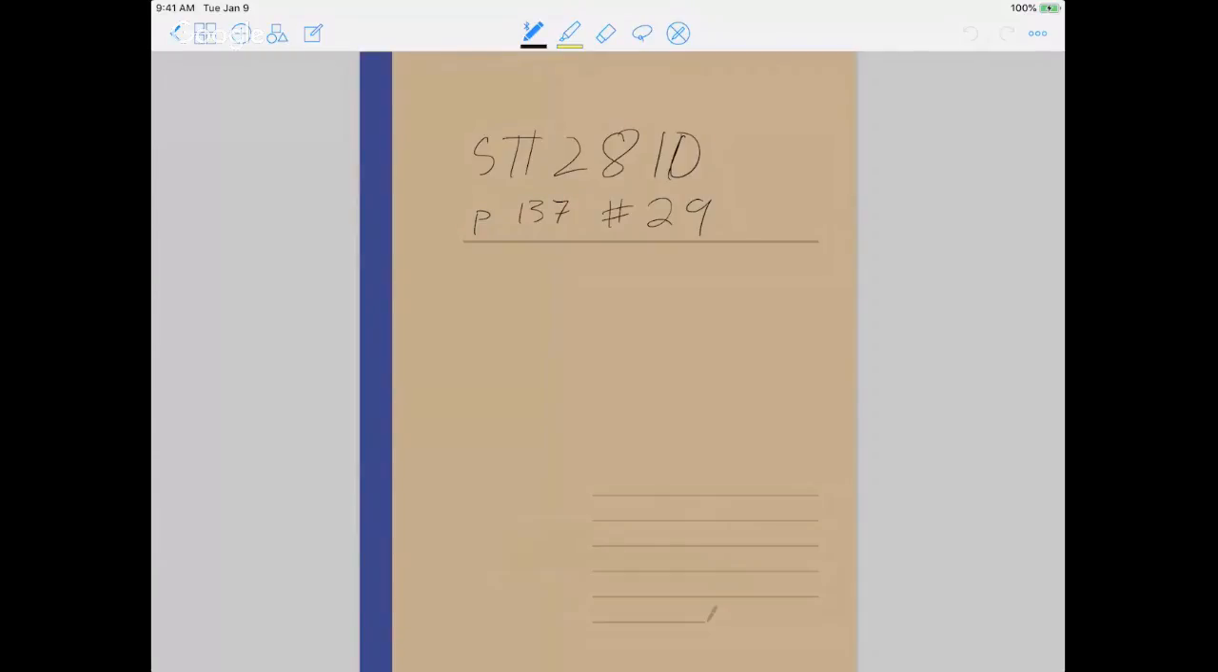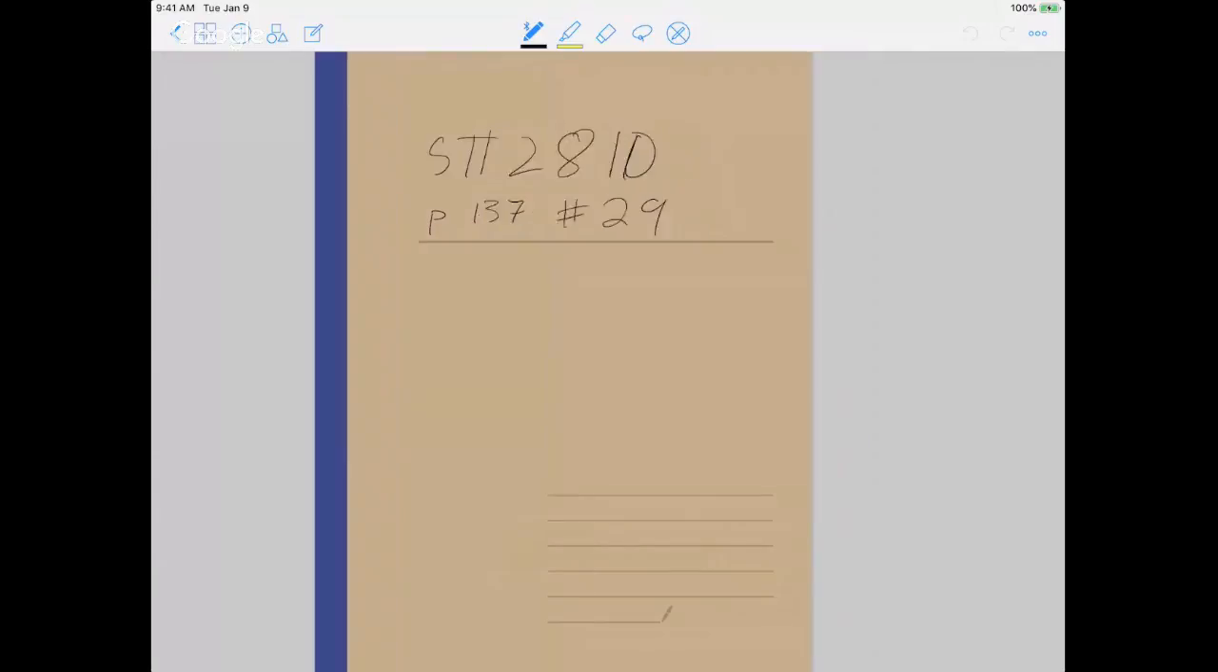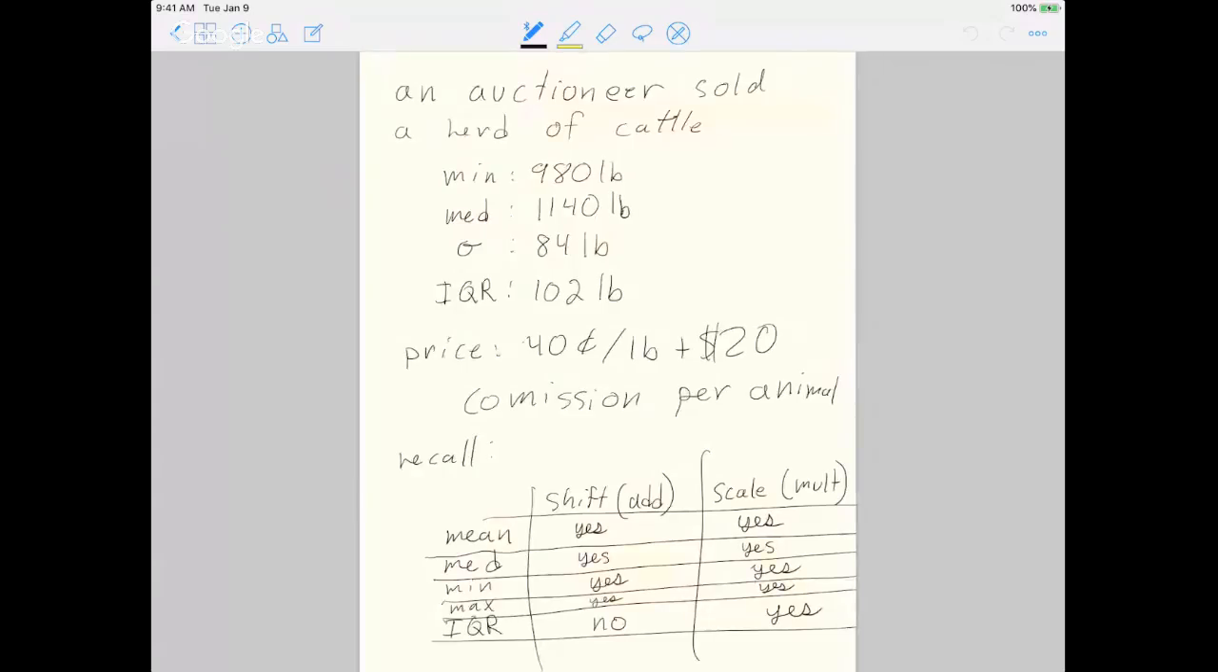I've adapted this from number 29 on page 137 of your textbook. You can find that in the hard copy or in the e-text through Pearson. This is cattle. An auctioneer sold a herd of cattle, and we're given minimum, median, standard deviation, and IQR.